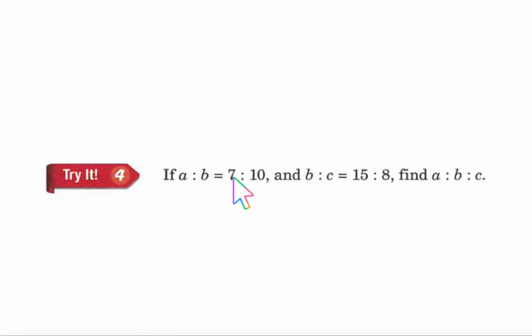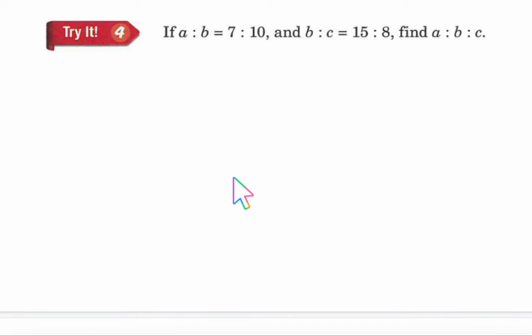All right, let's do one more example. This is the try it from your book. If A to B equals 7 to 10 and B to C equals 15 to 8, find the ratio of A to B to C. This is just like the problem we just did, so go ahead and pause your video and try this one on your own.